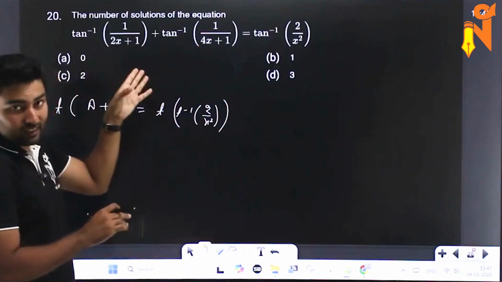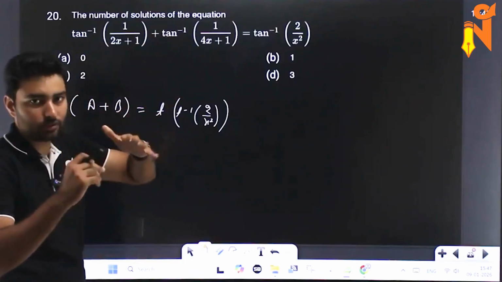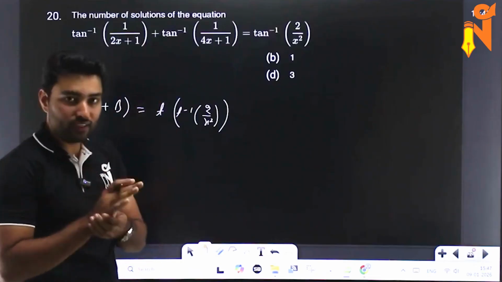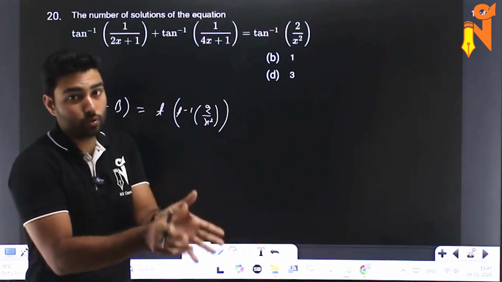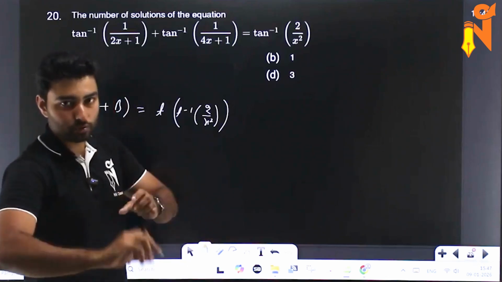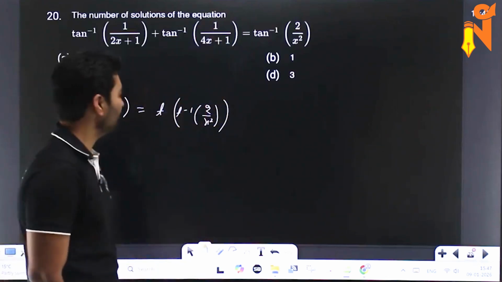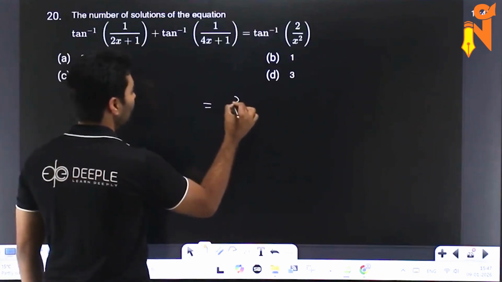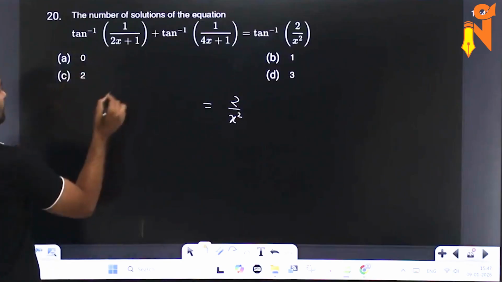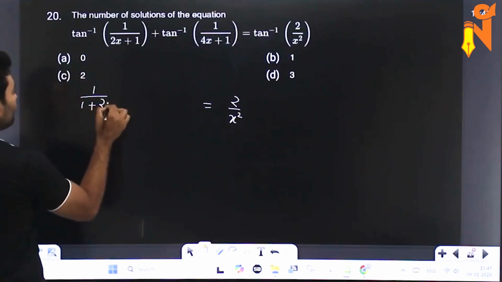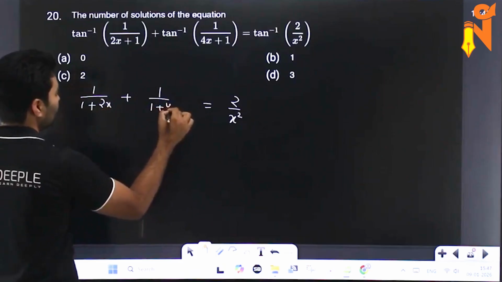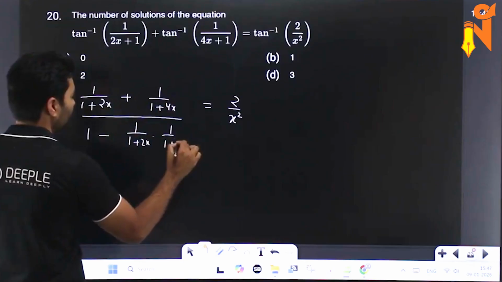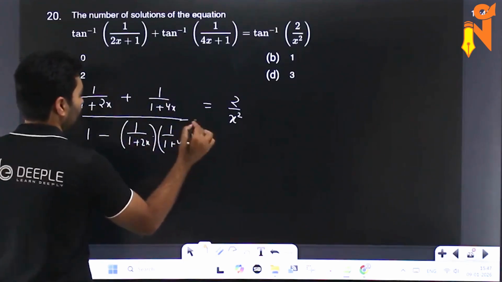If you solve in this way, taking tan both sides, you will get extra solutions. You won't get the correct answer. You have to check those extra solutions by putting them in the actual question. So tan of this plus, basically tan will get cancelled, you will get only 2 by x square here, and tan of A plus B, how much? Tan A, again tan will get cancelled, tan A plus tan B upon 1 minus tan A into tan B. Very simple.